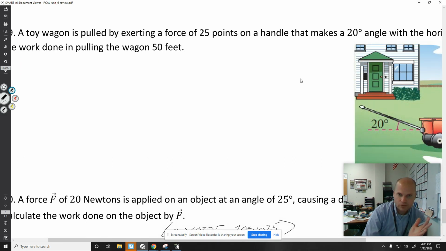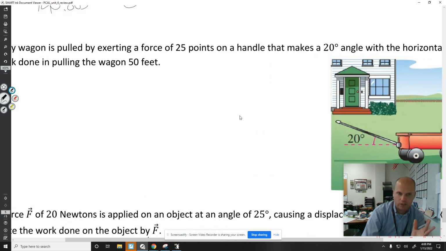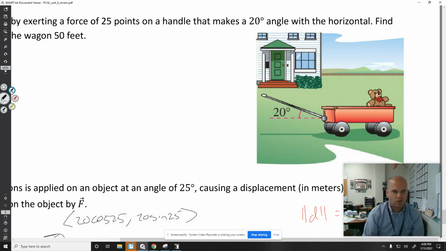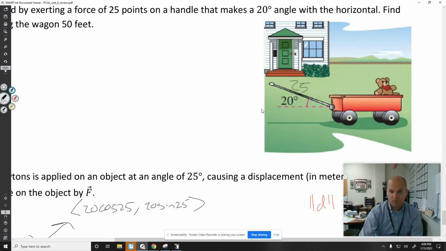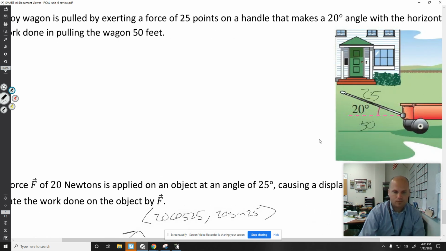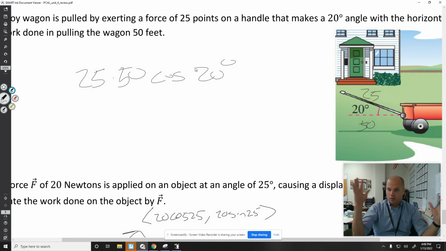My friends, this first question, you can think of the force 25 as a magnitude. You can think of the 50 as a magnitude. It's so simple. Magnitude times the cosine of the angle. Boom, I'm done. That's my answer. Don't do anything more because you don't need to. Type that into your calculator.